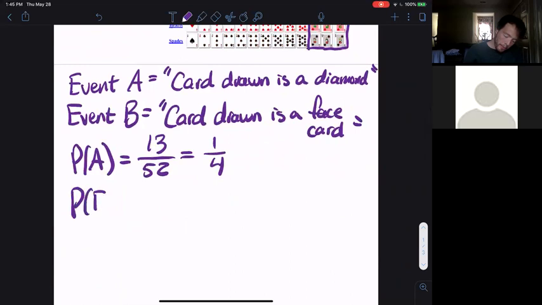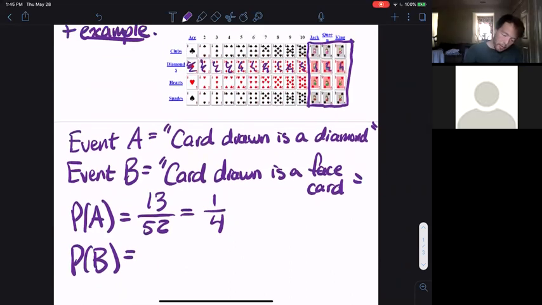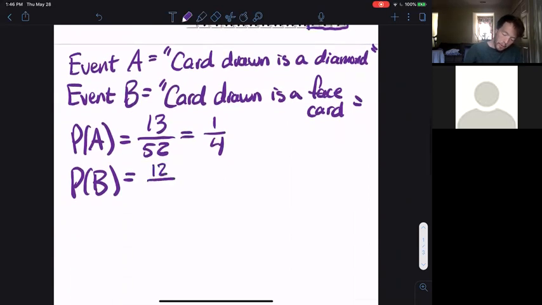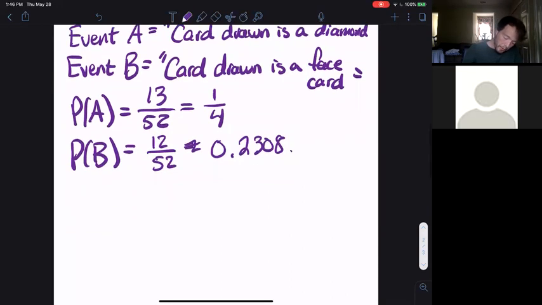Let's look at probability of B. This is the probability that we get a face card, right? So it's everything in this square that I drew. So 1, 2, 3, 4, 5, 6, 7, 8, 9, 10, 11, 12. So 12 of the possible 52 cards are face cards. So assuming that every single card has an equal likely chance of being picked, this is our probability, which is approximately 0.2308.